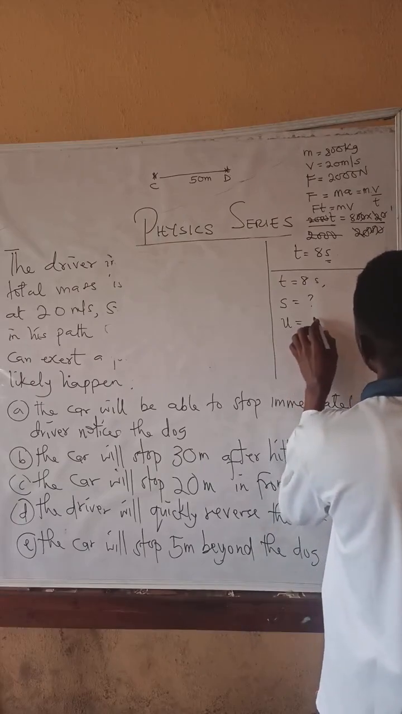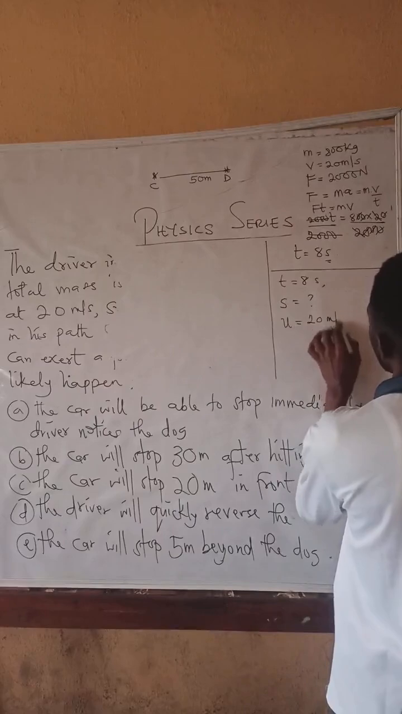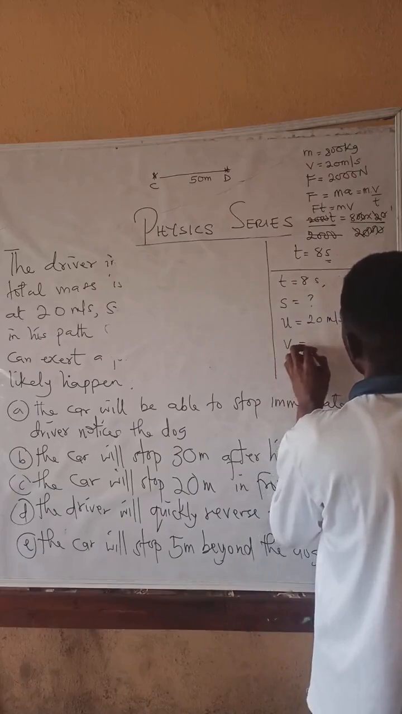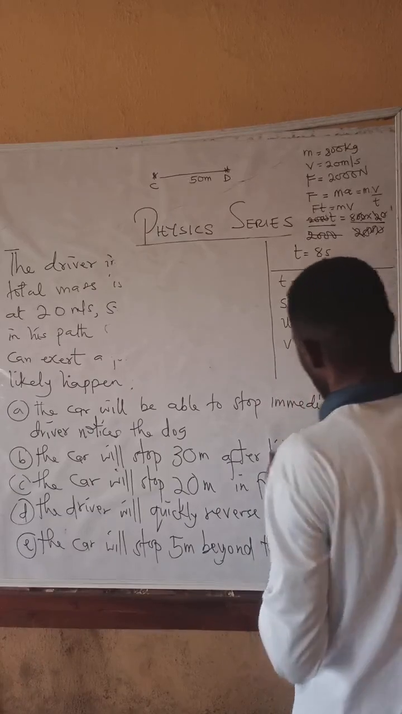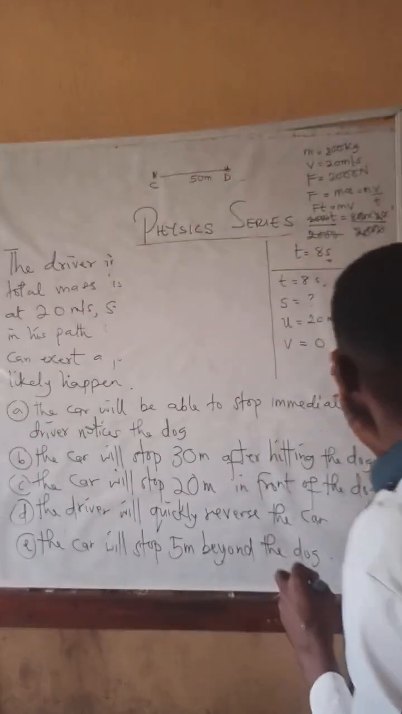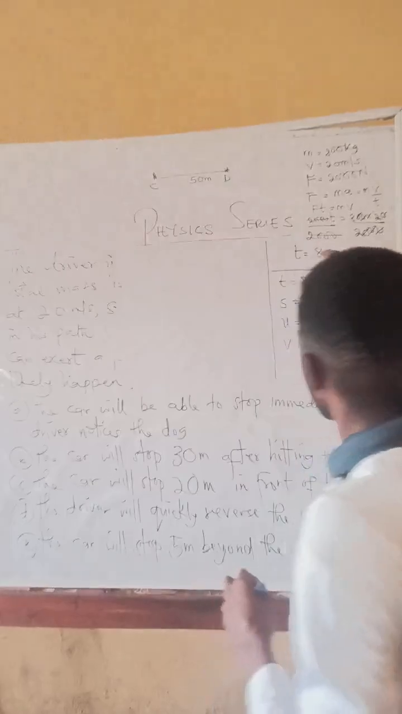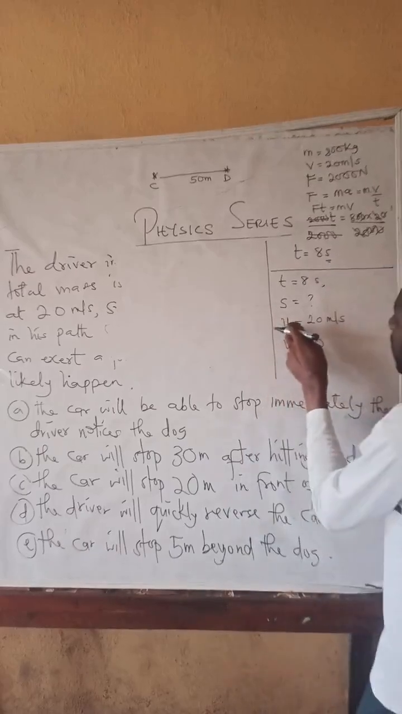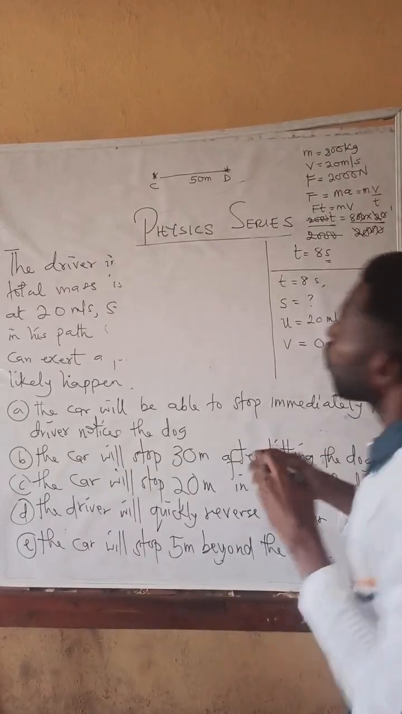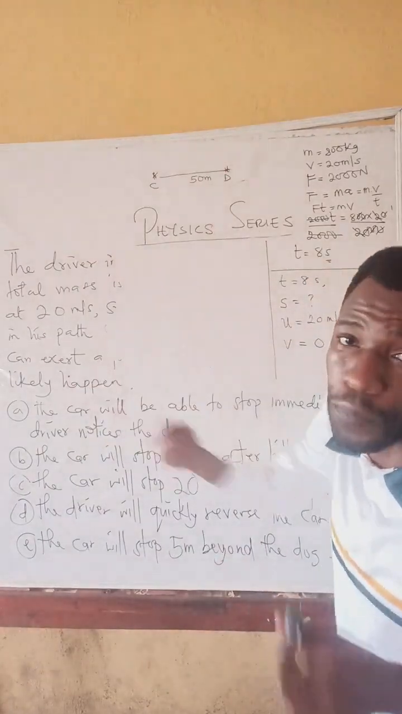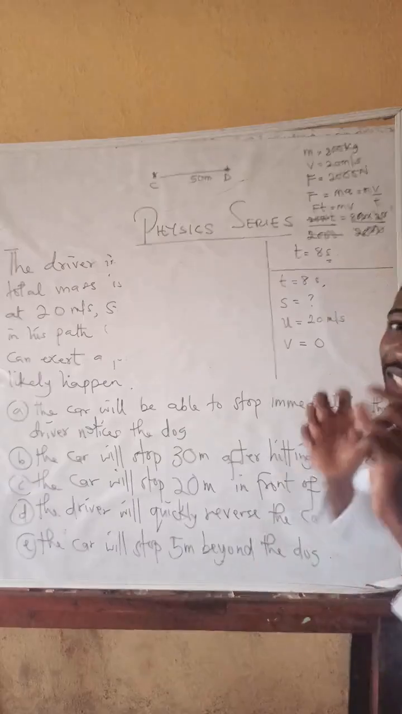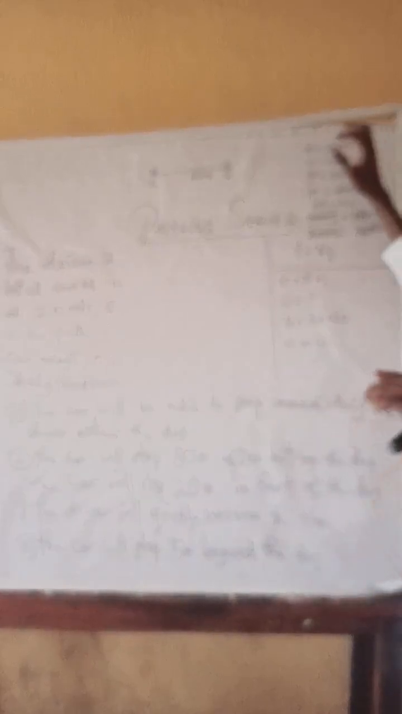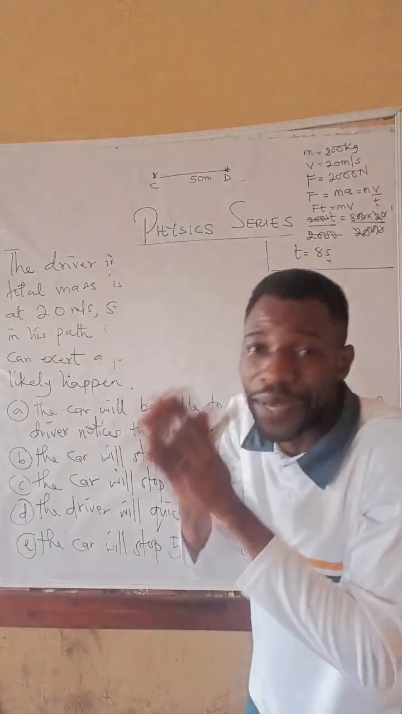Okay? We have 20 meters per second, and then our final velocity will be 0 because the car can only travel for 8 seconds. Okay, 8 seconds. We can also use this to be our final velocity, but since we are considering where the car will stop, the car has only 8 seconds to move, and in that 8 seconds, the driver can apply 2,000 Newton brakes to it.